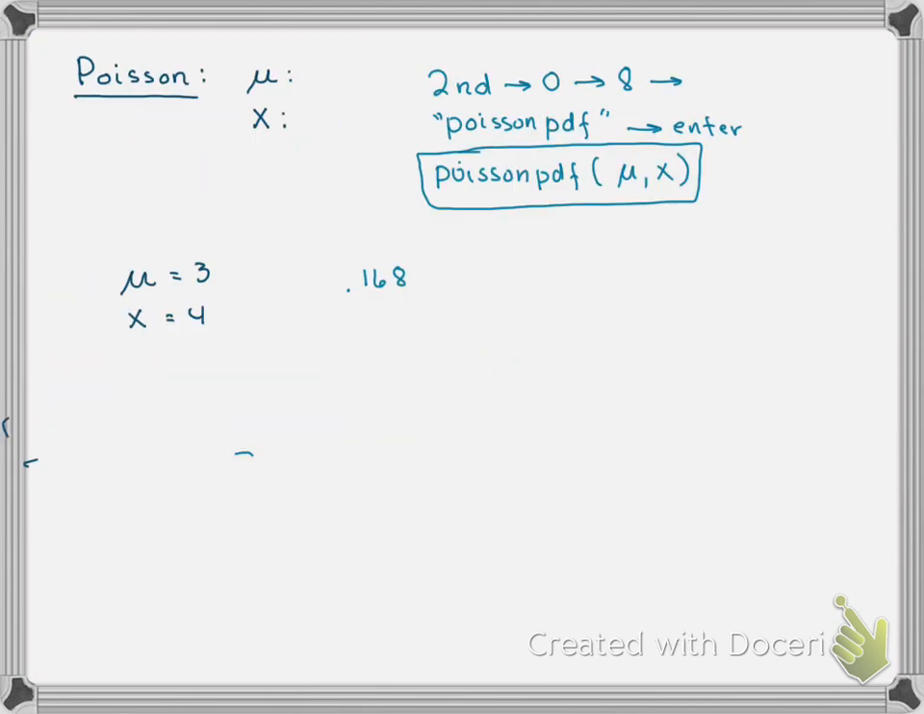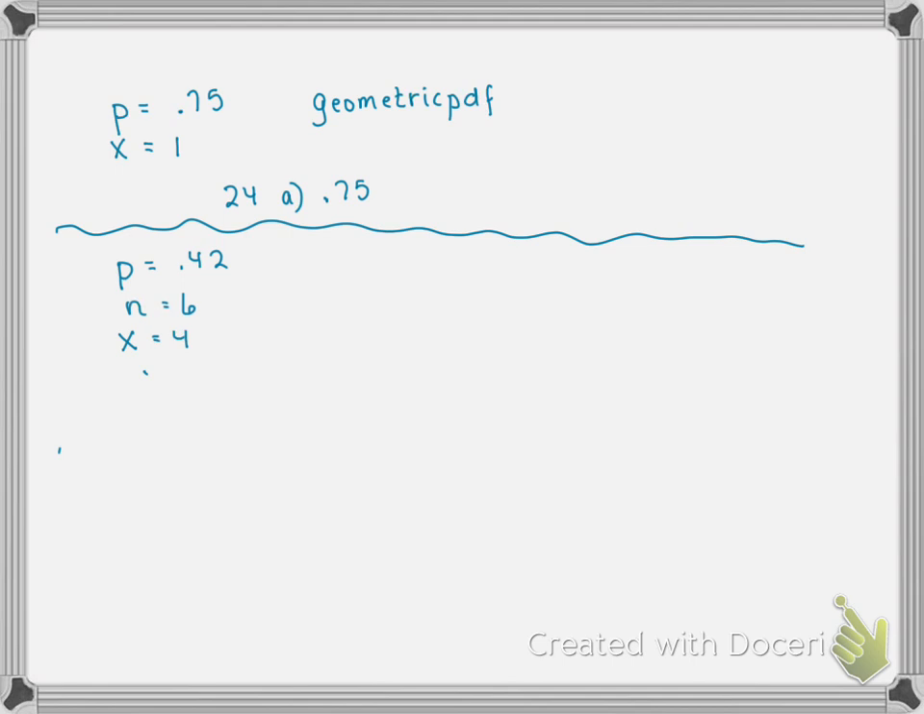So the binomial then is second, 0, apps, arrow, arrow, arrow, arrow, enter. And then remember here, it's your N, so 6, comma, 0.42, comma, and 4 equals. And you get that probability as 0.157 for 25A. See the difference here? That is binomial because we have an N value.